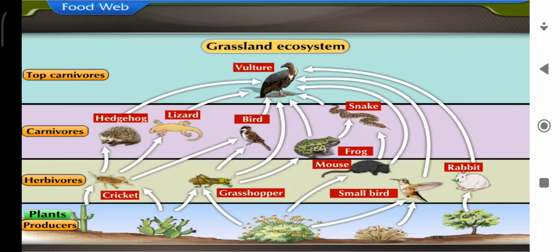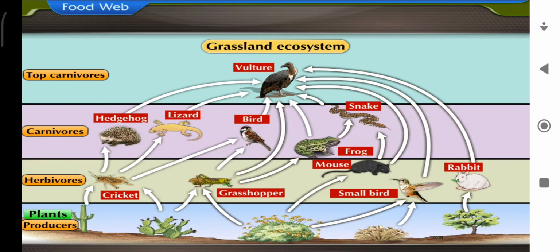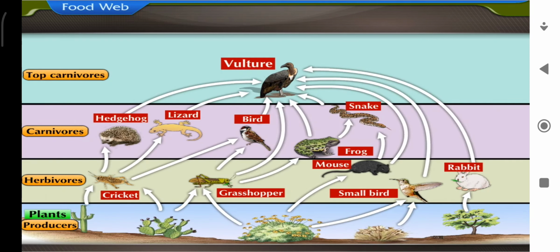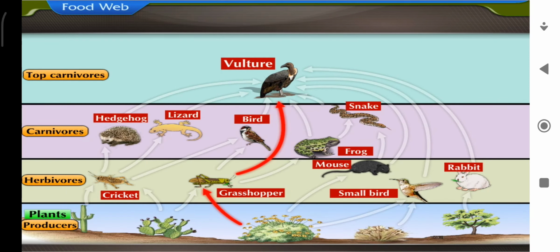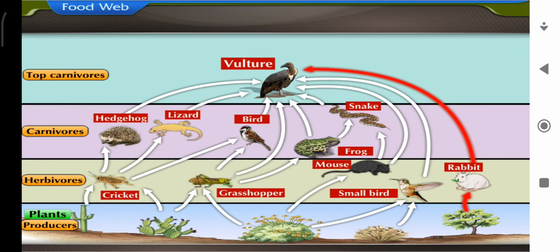Let us understand a food web showing food relationships between organisms living in a grassland ecosystem. There are about 6 food chains interconnected in this food web. The food web begins with the plants and ends with the top carnivore, the vulture. In the first food chain, the plants are eaten by the grasshoppers, and the grasshoppers in turn are eaten up by the vulture. In the second food chain, the plants are eaten by the rabbits. The rabbits are then consumed by the vultures.